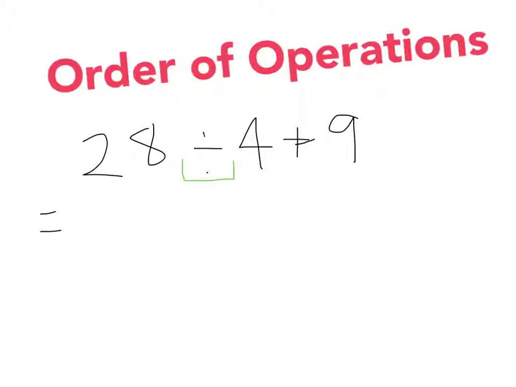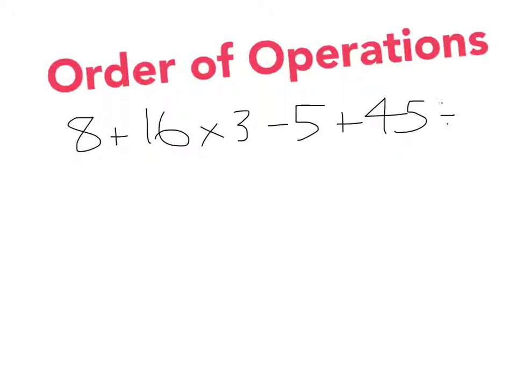I look to see what's on the left of it. 28. I look to see what's on the right of it. 4. They're both positive numbers. So a positive divided by a positive is still a positive number. So 28 divided by 4, that would be 7 plus 9, because that's what I have remaining. 7 plus 9, 16. Okay? Very straightforward, guys.